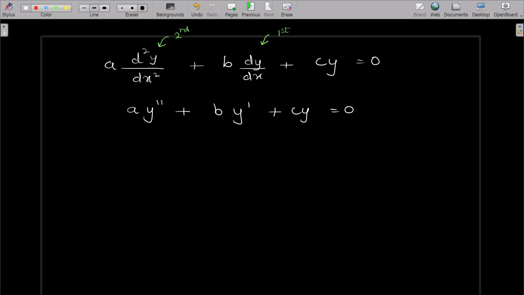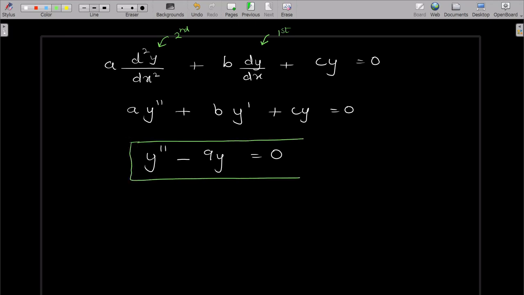Now we need to know how we can find the solution of a second order differential equation. First I will explain what the meaning of the solution of a second order differential equation is. Let's say that you have a differential equation like this: y double dash minus 9y equals 0. I'm talking about if you want to find the solution of this equation.